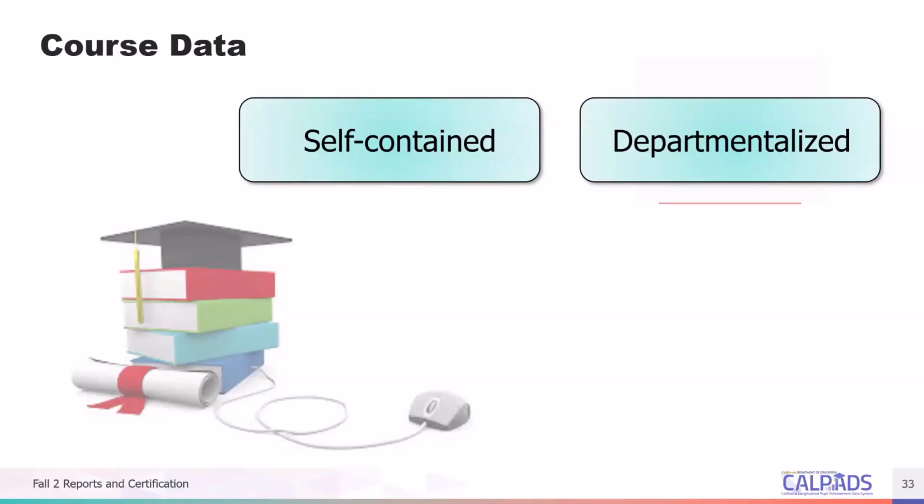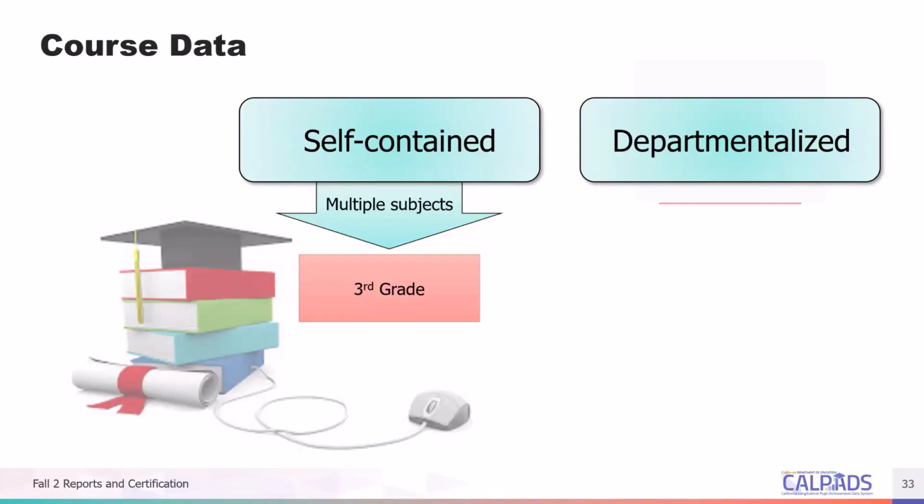So what courses do we report? You're going to report self-contained and departmentalized courses. Self-contained courses are single courses with multiple subjects. Oftentimes, these are elementary school courses. When you think of kindergarten through sixth grade, the teacher is primarily responsible for multiple subjects, whether it be math, English, science, what have you.